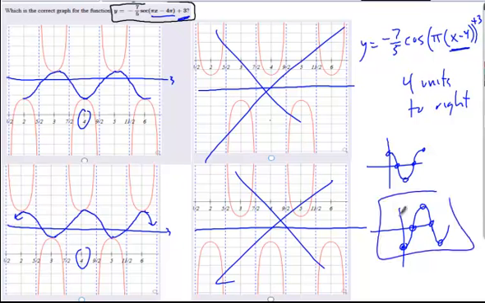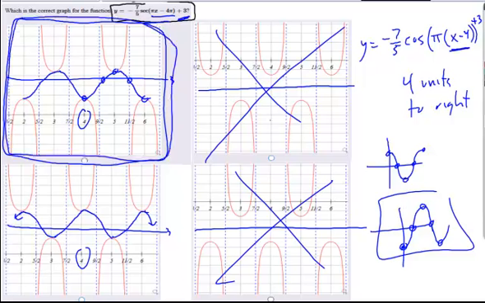So what I know is when I shift this over 4 units, I should start with a minimum, then a midline, then maximum, then midline, then minimum. So I know that this is the correct graph based on my rules for shifting.